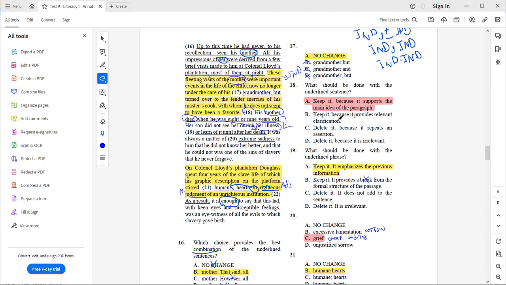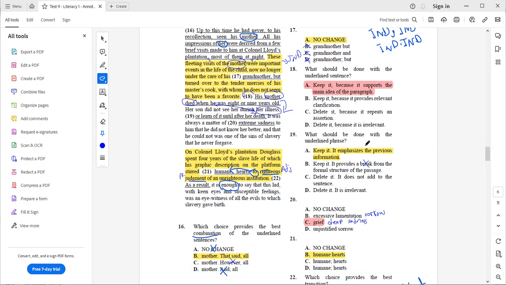Keep it because it provides relevant clarification. No. Okay, it's a kind of clarification, it's close, it's better, but not that relates to the main idea. Okay, thank you.